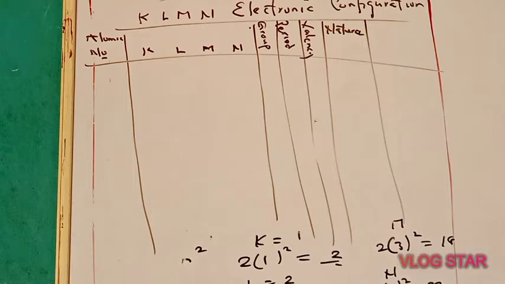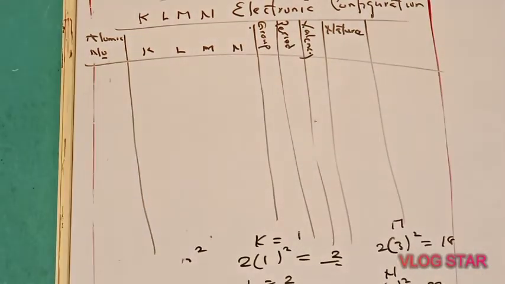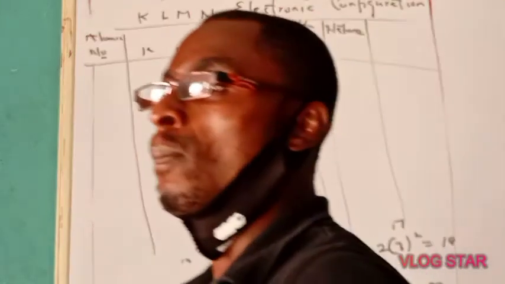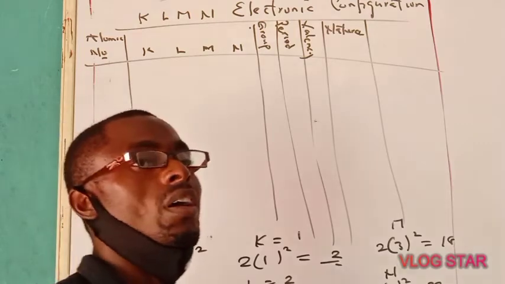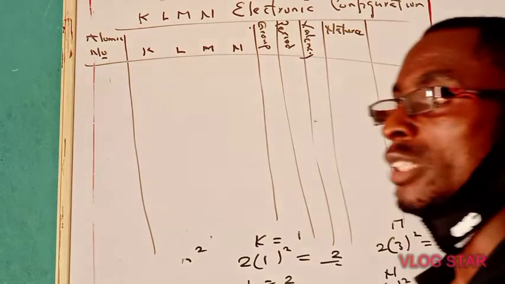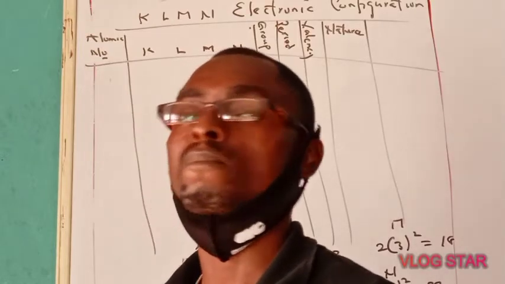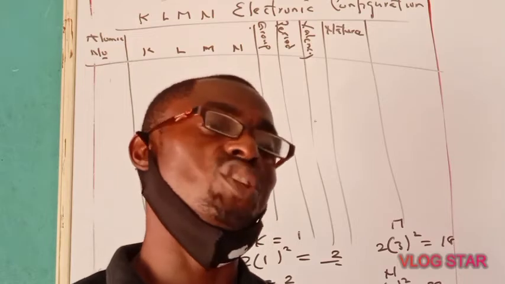So, please take notes. Note, once the shell, the outermost shell, is completely filled, that is, contains the maximum electrons it can normally take, that atom belongs to group 0.